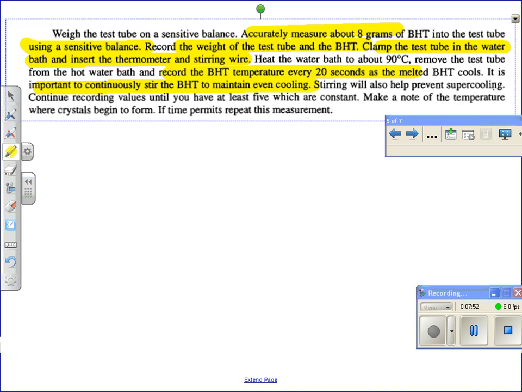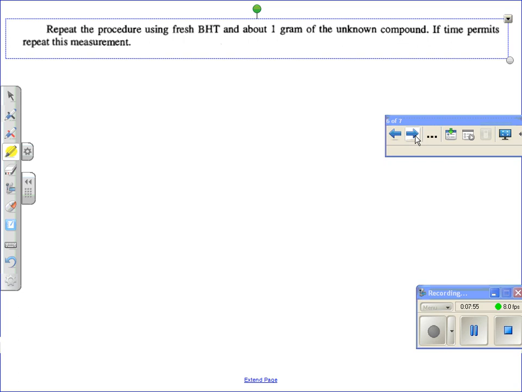And then the next step is you're going to repeat the exact same experiment. You're going to repeat the exact same procedure. You're going to use BHT. You don't even need fresh BHT. You can just liquefy the same one with 1 gram of the unknown.